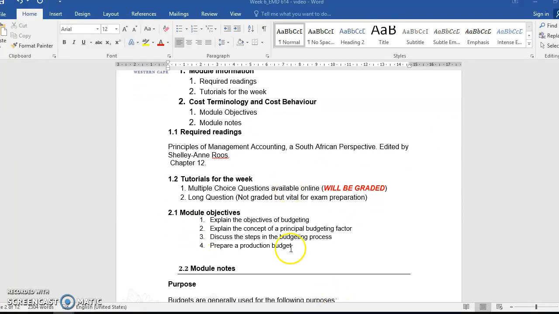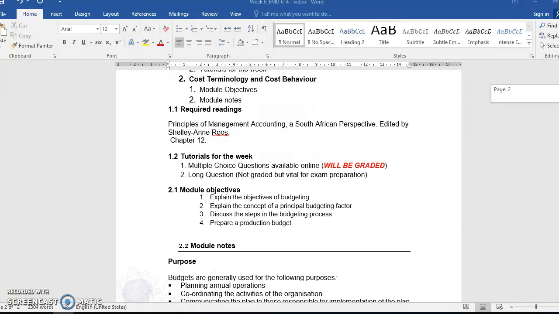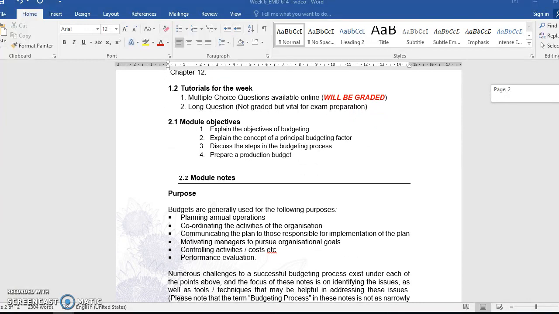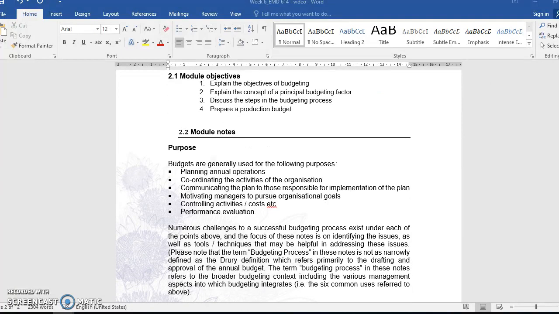So onto the notes. The objectives for this topic are: we're going to explain the objective of budgeting, what the principal budgeting factor is, the steps in the budgeting process, and then we're going to end by preparing a production budget. So the purpose of budgeting has very broad purposes, and it's actually so much more complex than what people often realize, but so useful and covers so many aspects.